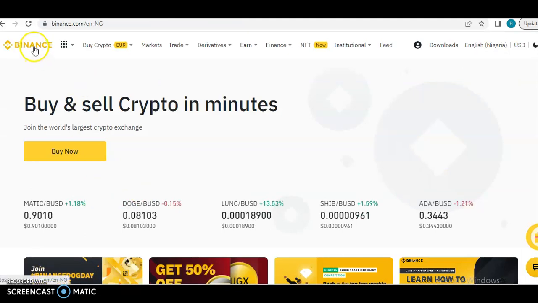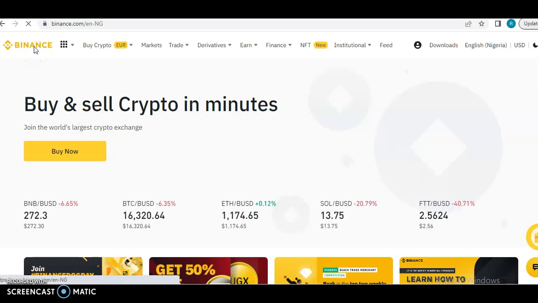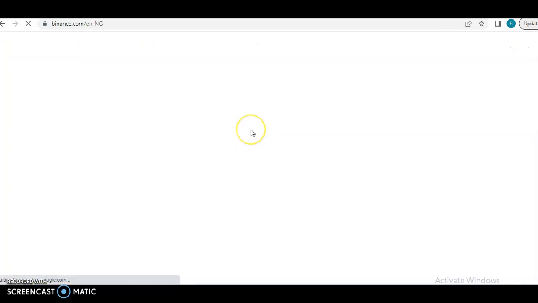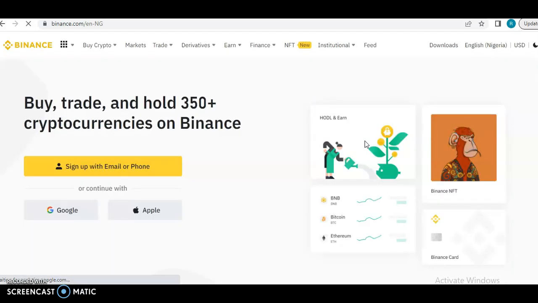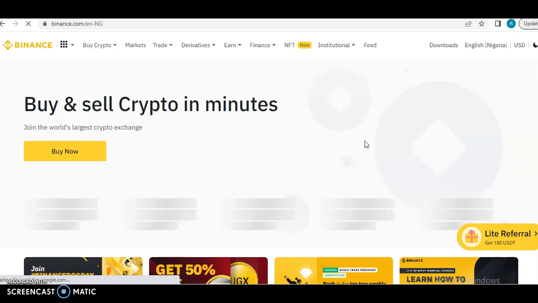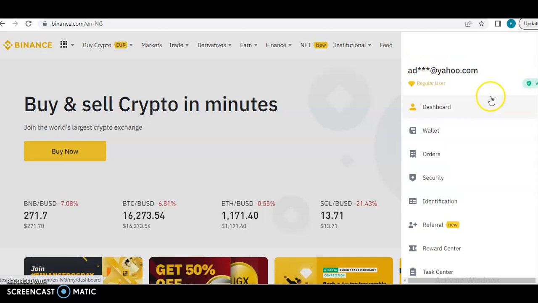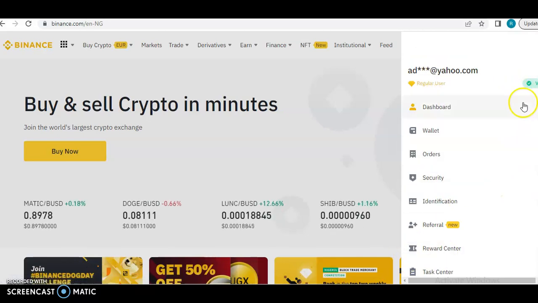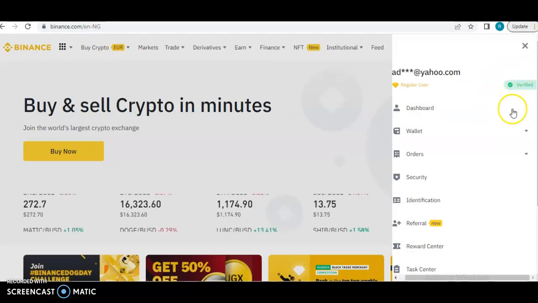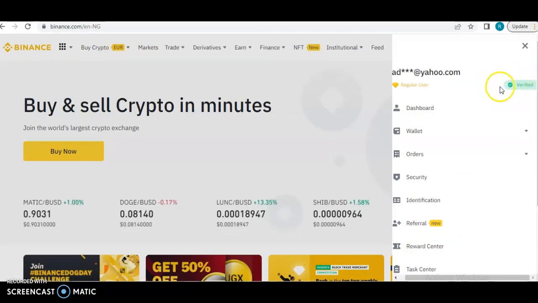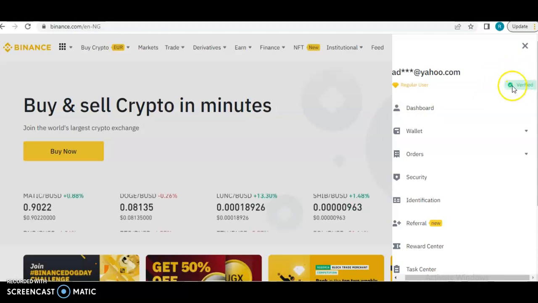So all you just have to do is click on this Binance so that you can come to this home page. And the next thing you have to do is, and I forgot to tell you guys earlier, before you can do anything on the Binance P2P, you must have verified your account. When you click on your profile icon here, you can see that my account is verified. I don't know if you guys can see it. Just hold on, I'll show you. So you can see it's a verified account. So you have to verify your account first before you can do anything on P2P.